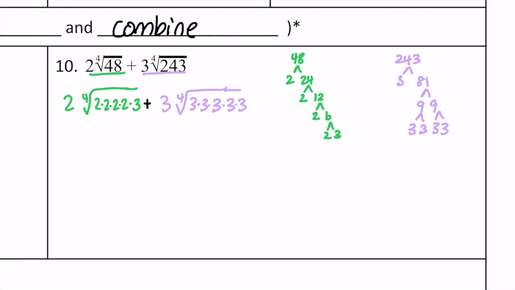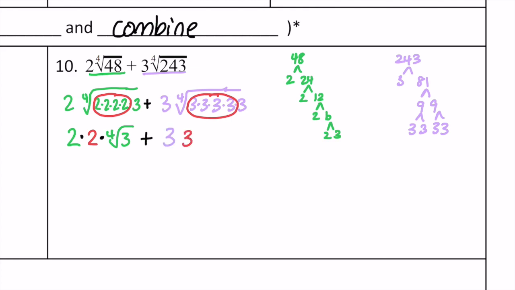And then I know that I can take out 4 2's here and 4 3's here. So I can rewrite the left term as 2 times 2 times the 4th root of 3. It's all being multiplied together. Plus I have the second term, 3 times 3 from the inside.